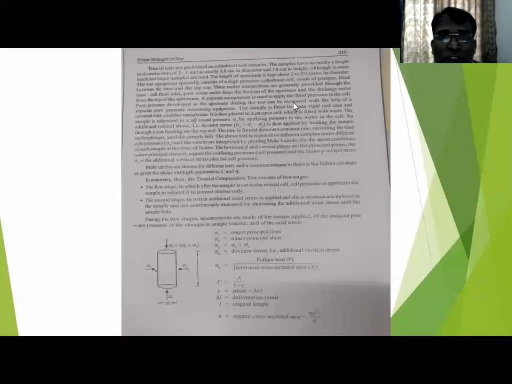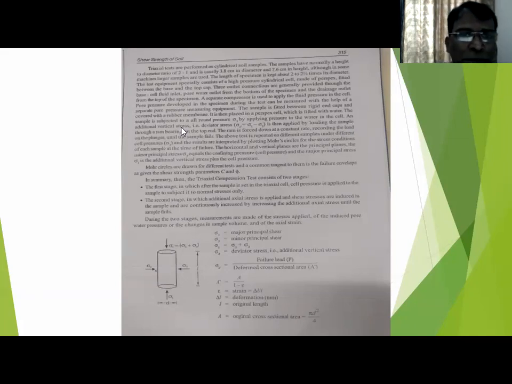A separate compressor is used to apply the fluid pressure in the cell. Pore pressure is developed in the specimen during the test and can be measured with the help of separate pore pressure measuring equipment. The sample is fitted between rigid end caps and covered with a rubber membrane. Of course, end caps में specimen को रखते और ऊपर membrane रहता. It is then placed in a perspex cell which is filled with water, of course. बाद में हम ऊपर से उसके अंदर पानी भरते.